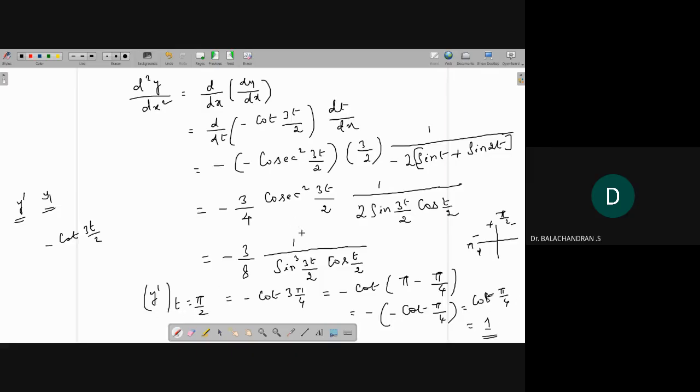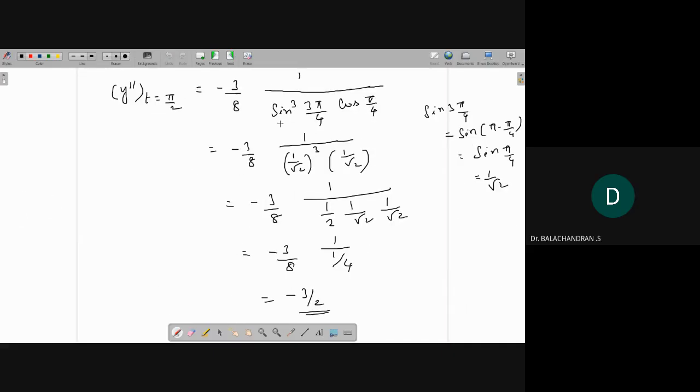Next we need to find y double dash. We need to calculate it at t equal to pi by 2. So minus 3 by 8, 1 by sine cube 3 pi by 4 into cos pi by 4. Cos pi by 4 we know is 1 by root 2. The only thing we need to find is sine cube 3 pi by 4.